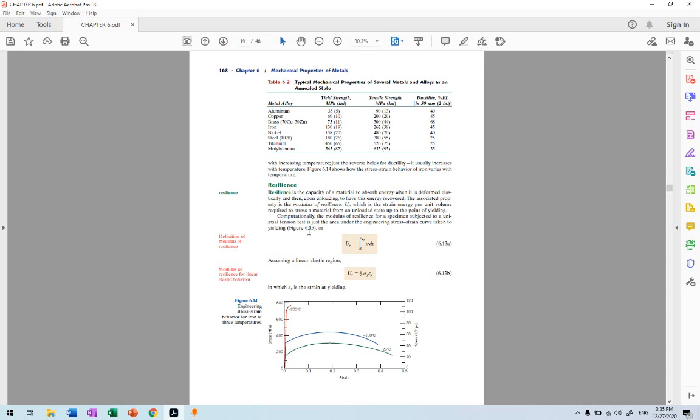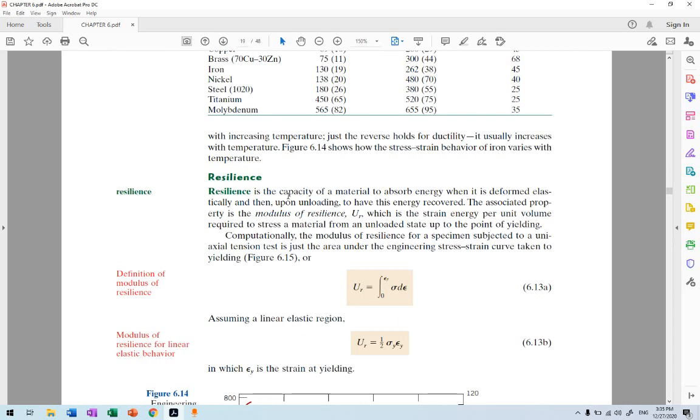Another term that we have to know is resilience. Now, resilience, they call modulus of resilience. It goes by this name, modulus of resilience. It's another material property. This is kind of energy, related to energy. It's the energy that the material can absorb without plastic deformation.